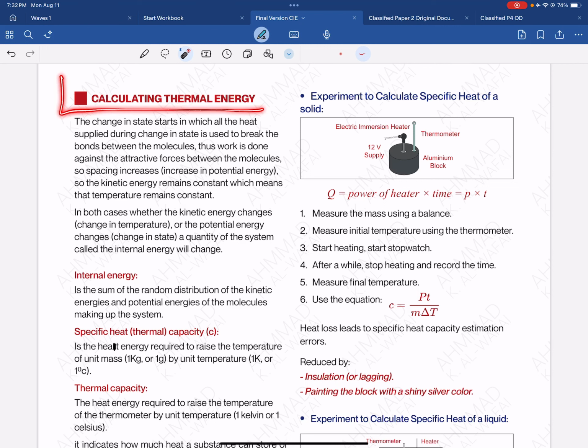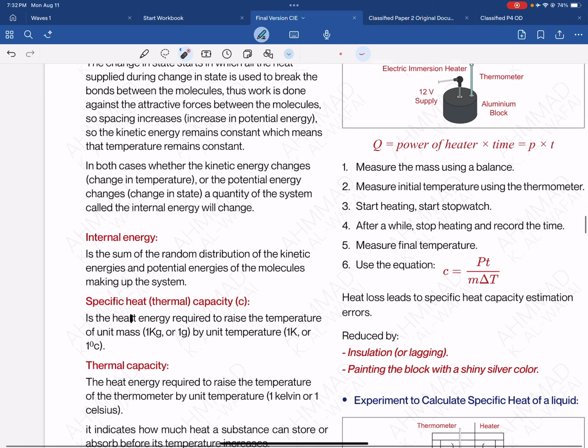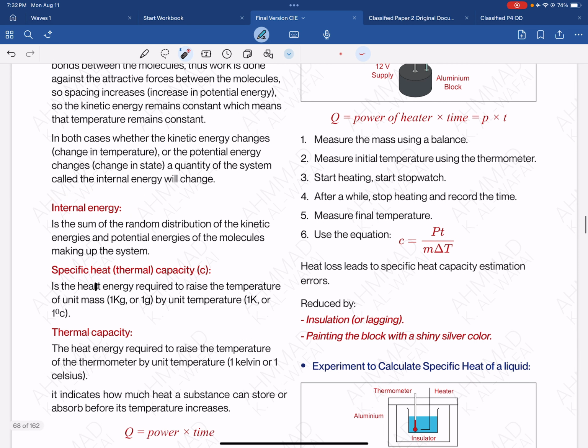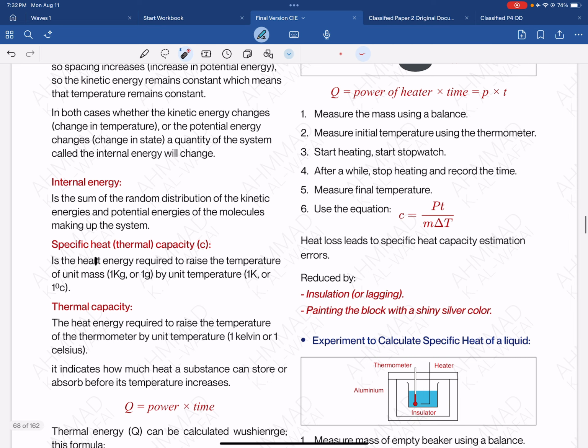Now we're going to be talking about calculating thermal energy, or how to calculate thermal energy. To understand thermal energy, we need to go into the types of energies, and the first one is the internal energy. Now the internal energy is the sum of kinetic and potential energy inside of the system. So whenever one of these changes, the internal energy changes. Okay, that's one. Second is we need to understand something called thermal capacity and specific heat capacity.